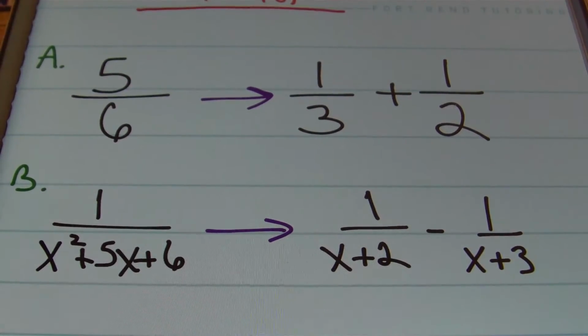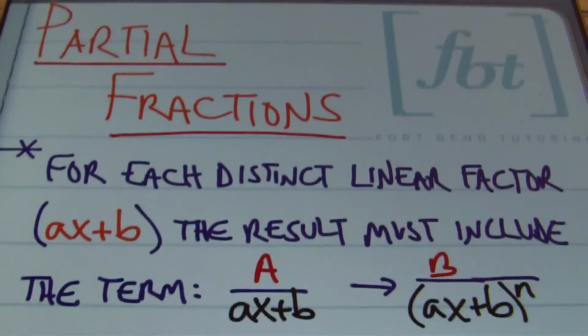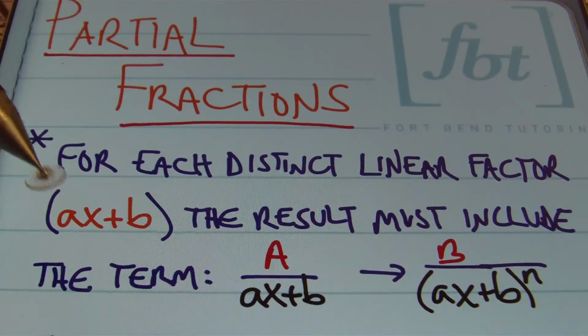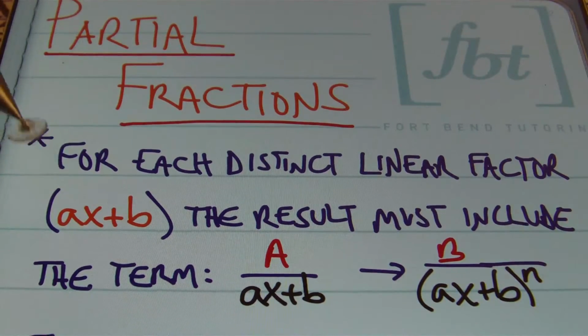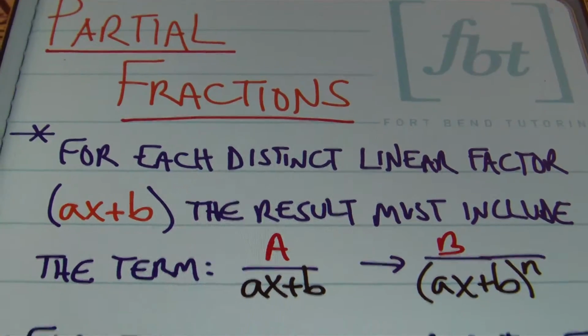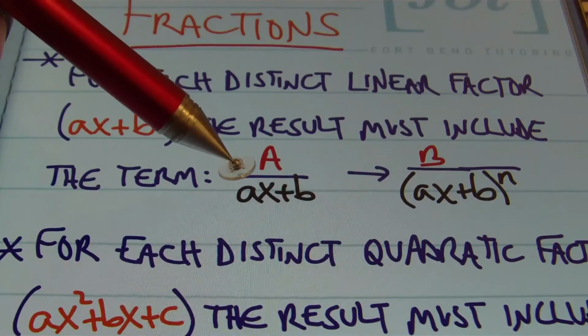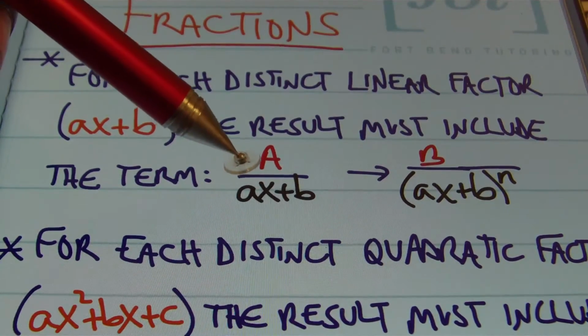Now let's look at some rules here. When you're dealing with partial fractions, for every distinct linear factor, in other words, in every denominator where you may have a linear factor in the form of ax plus b, your result must include the term A over ax plus b. All right, and if it's a repeated term, you'll have that beginning term all the way up to the highest degree.